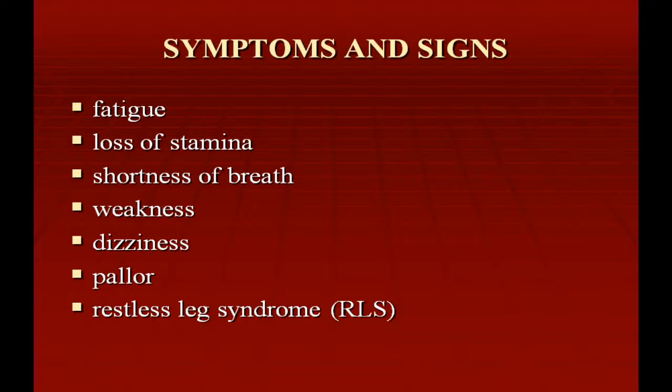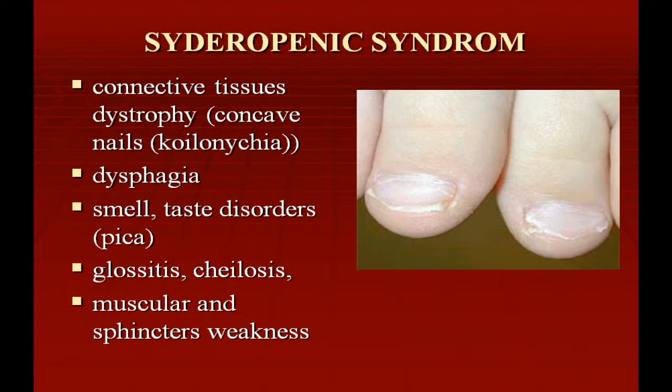The main symptoms of anemia are fatigue, loss of stamina, shortness of breath, weakness, dizziness, paleness, restless leg syndrome. So quite unspecific signs, but most of them are present in patients with 4th or 5th stage of anemia.